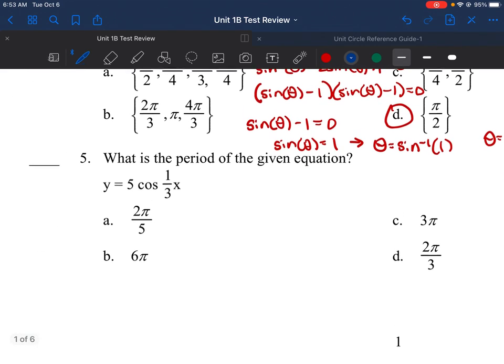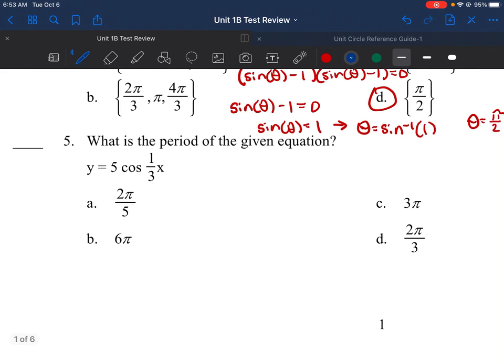All right, number 5, what is the period of the given equation? Well, we have y equals 5 cosine of 1/3 x. Remember that for a sine or a cosine function, period is equal to 2 pi divided by b. This is for sine or cosine. And we can see that the b term is 1/3.